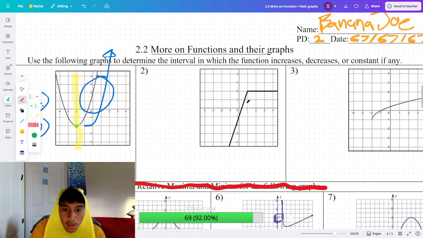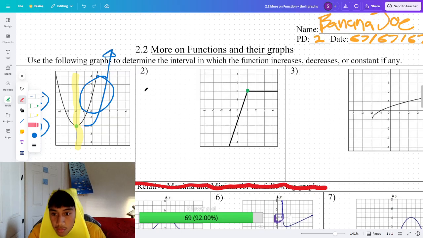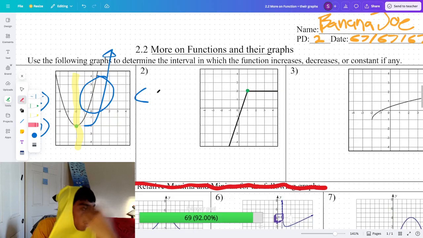You got this wonky graph. Banana Joe forgot what it was called. Banana Joe doesn't know a lot, but he does know how to throw math down. That was so bad.